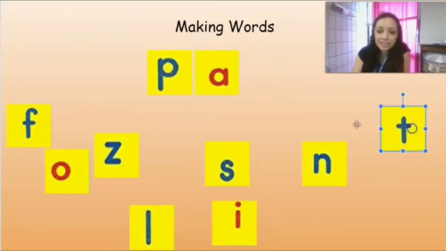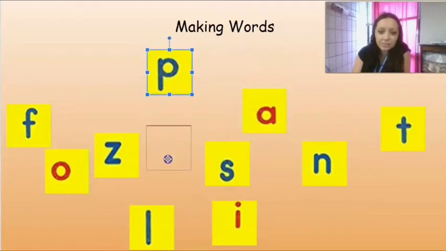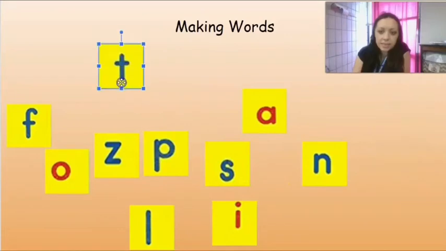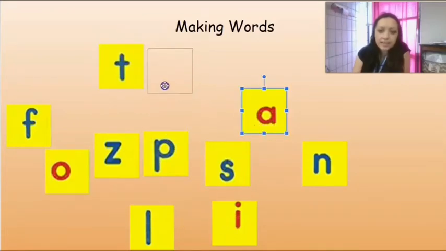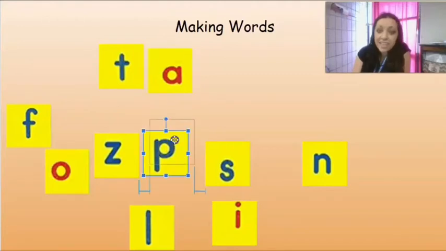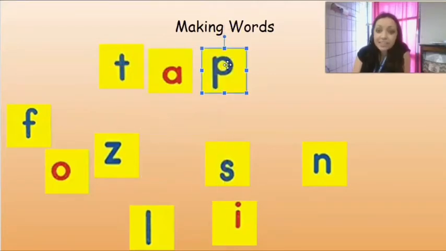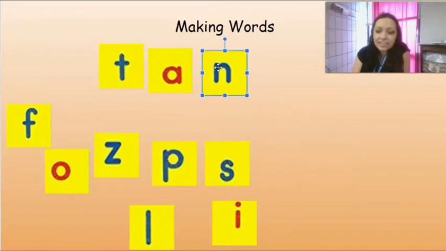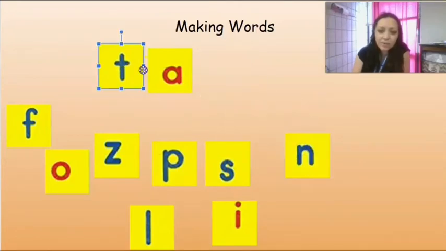Pat, perfect. All right, let's try another one. What if I take the T and make it my beginning sound? T, and then I add the A behind it. T, A. What letter could I add at the end to make a word? P, very good. What would happen if I added the P? Tap. Good job. What if I change it to an N? Tan. Perfect. All right, we're going to try one more.